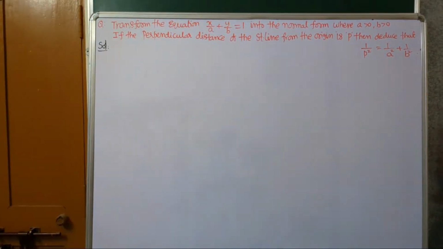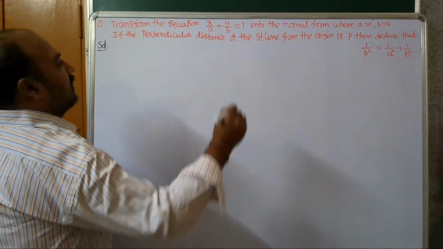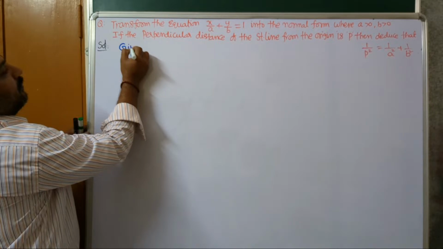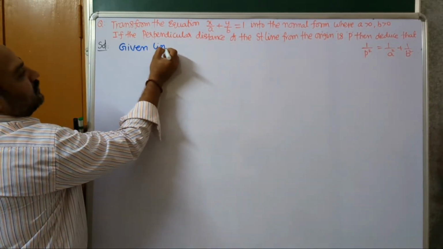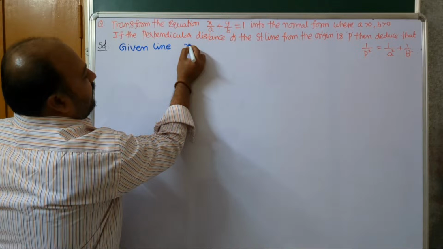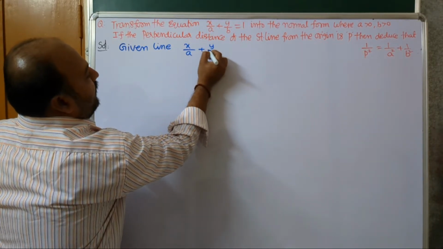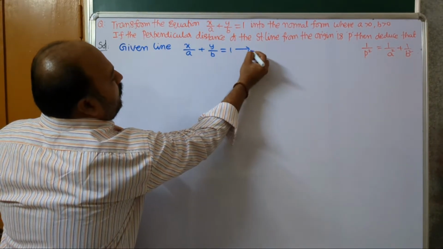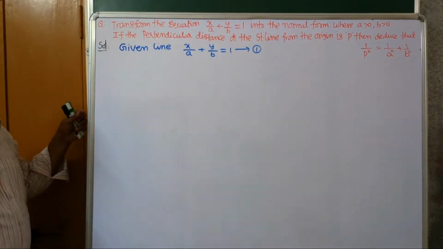I hope everyone knows about this, but still you have to practice, dear students. So very important question. I am expecting in this public examination, surely. So first the given line x by a plus y by b is equal to 1. Keep it as equation number 1.